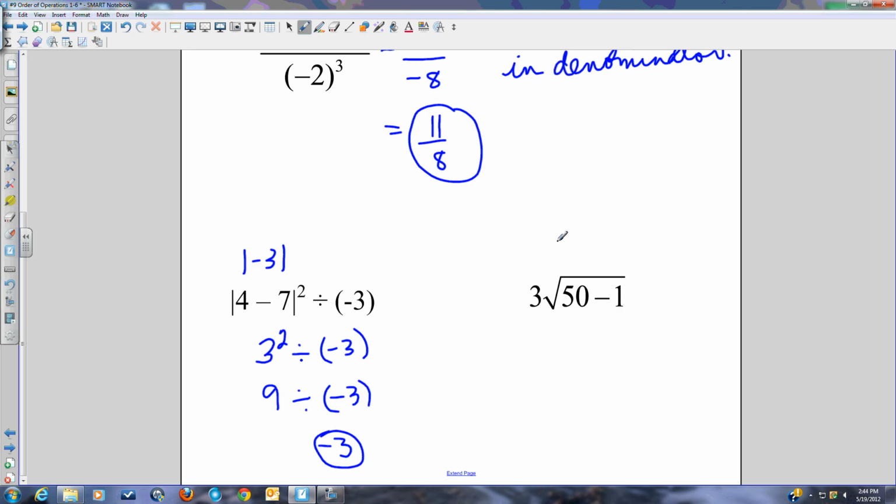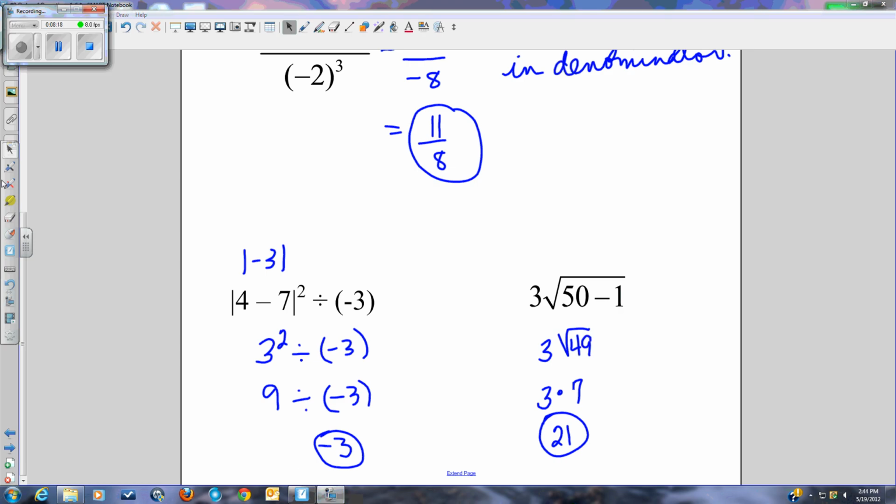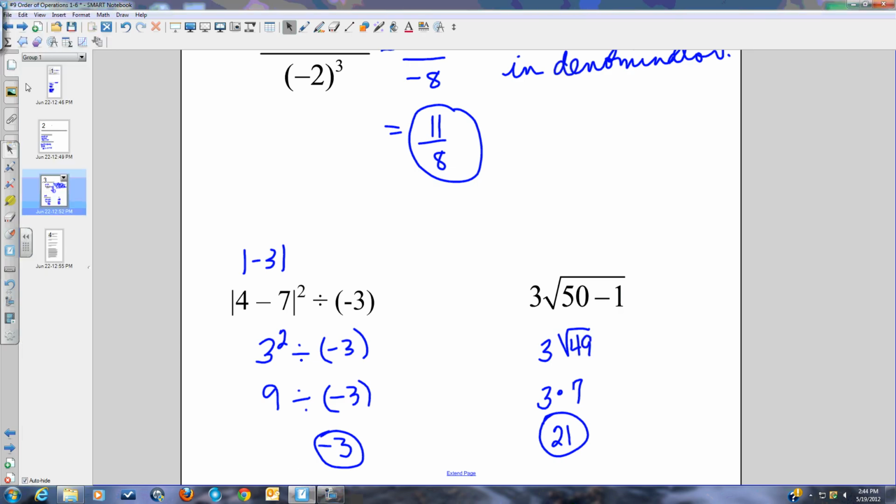Moving on to a problem with square roots. We treat square roots like parentheses as well. So we're going to do everything in the square root first. Square root of 50 minus 1. So that's the square root of 49. Now that's being multiplied by 3. Square root of 49 is 7, and 3 times 7 gives us 21. All right, let's move on.